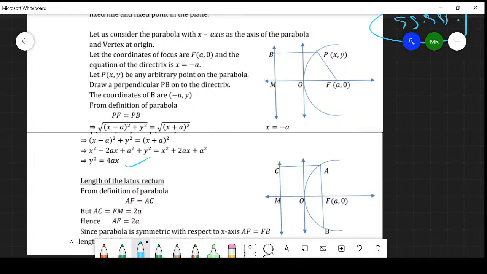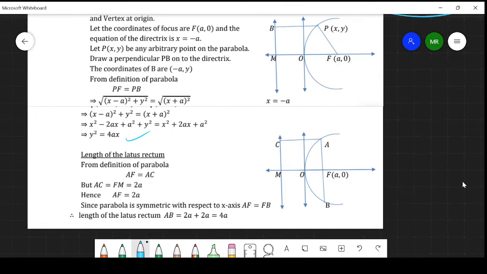The last part: how to find the length of the latus rectum. I am expecting they may ask only up to here. If they ask only to find the length of the latus rectum, you can do the last part. AB is considered the length of the latus rectum. From the definition of the parabola, AF is equal to AC. I have taken the point here, AF equal to AC.